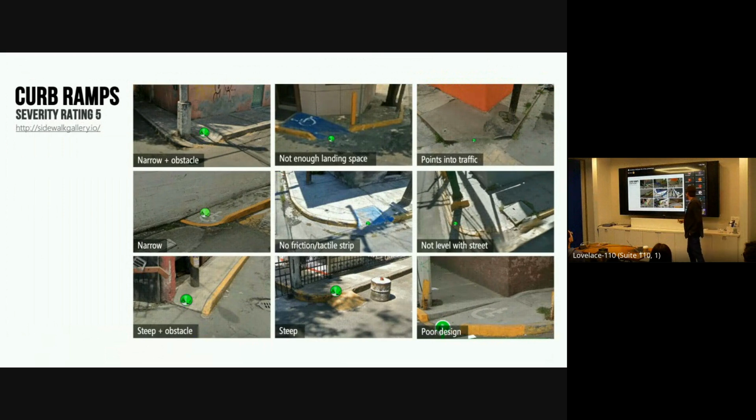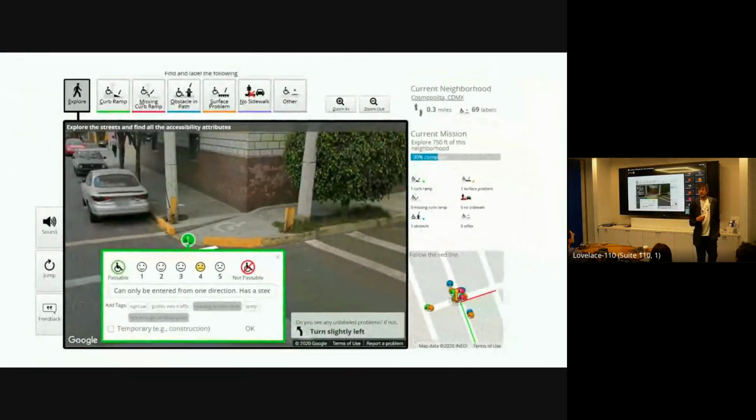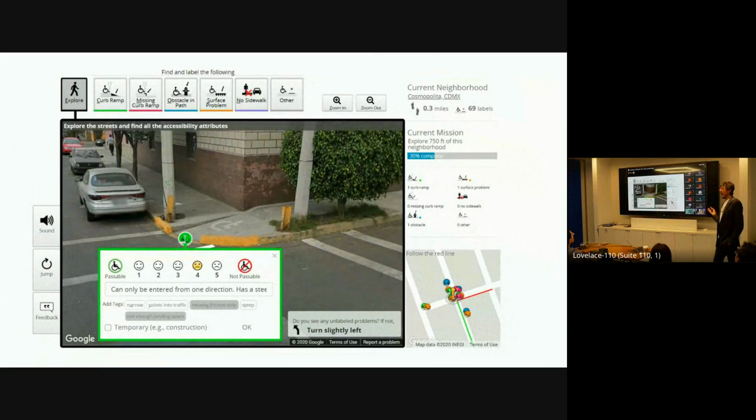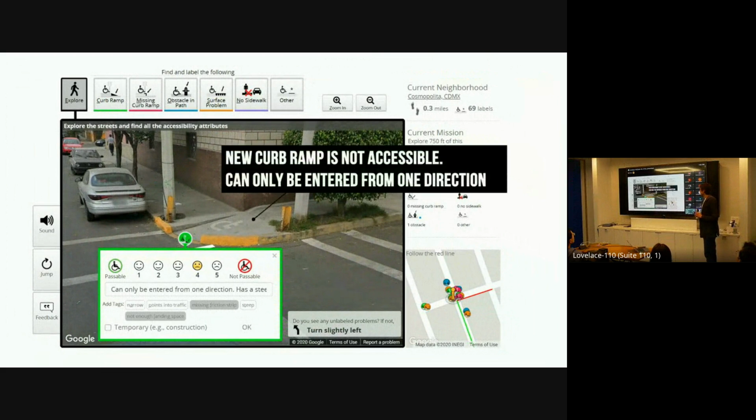But perhaps my favorite one is a fairly new design that they have in Mexico City. Does anybody notice something awry here? Yeah, so this curb ramp can really only be entered from one direction. Is that clear, right? Just kind of from here, it'd be a little bit hard to get that way. So again, people think about this, they're spending money, construction workers, a lot of money is being spent, but it's not particularly accessible.